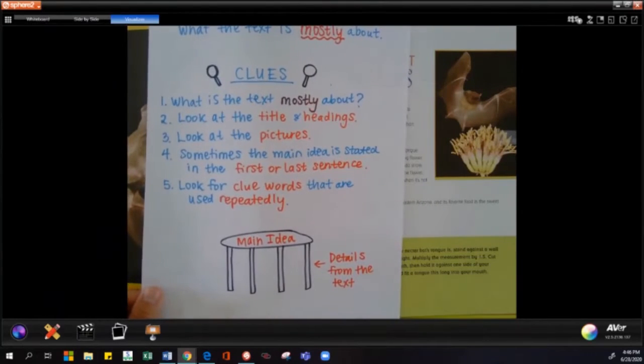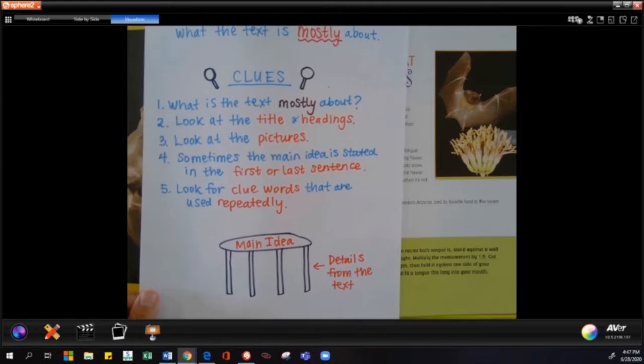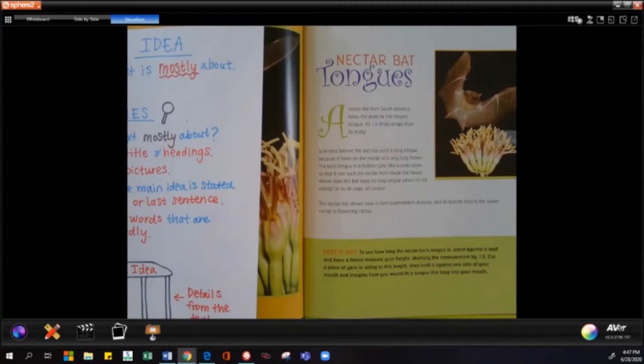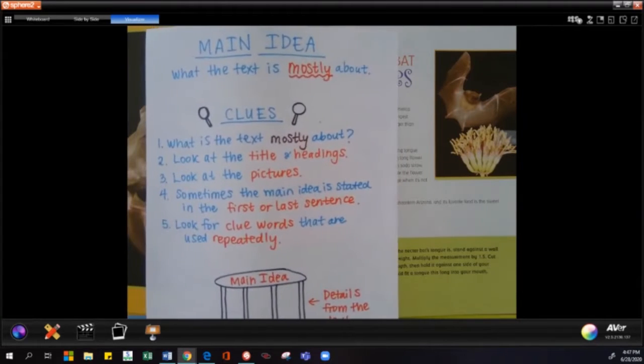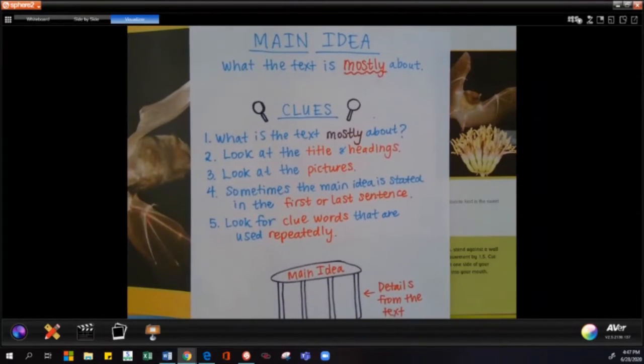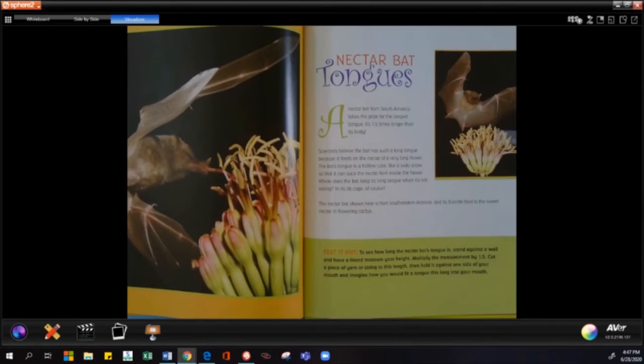Number 5, look for clue words that are used repeatedly. That's a clue. It keeps saying nectar bat. Shown here is from southeastern Arizona, and its favorite food is a sweet nectar in flowering cactus. So there are some clues there, and I'm noticing a pattern that it keeps talking about nectar bats. So remember, we're going to look for the main idea, what the text is mostly about, instead of doing a SWBS, somebody wanted but so, like we did with our fiction texts.